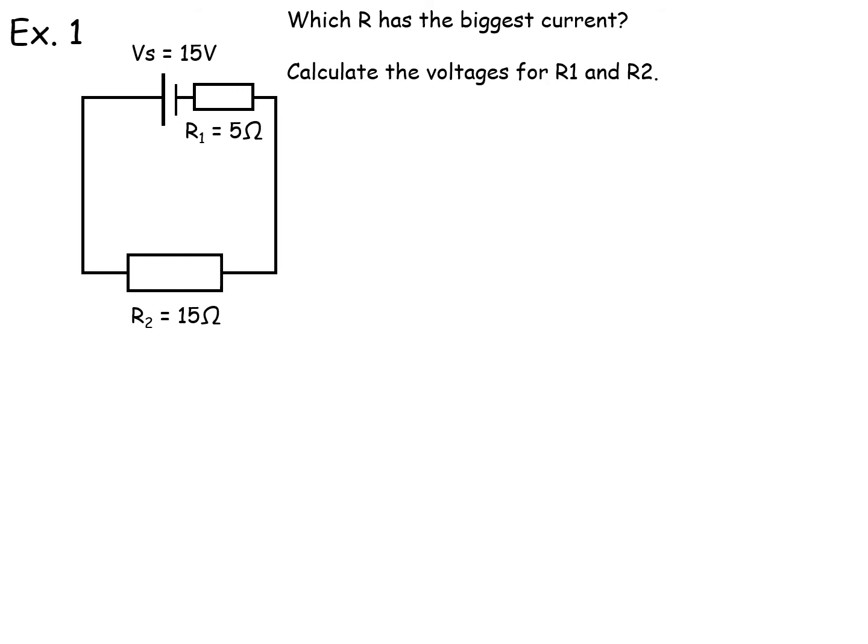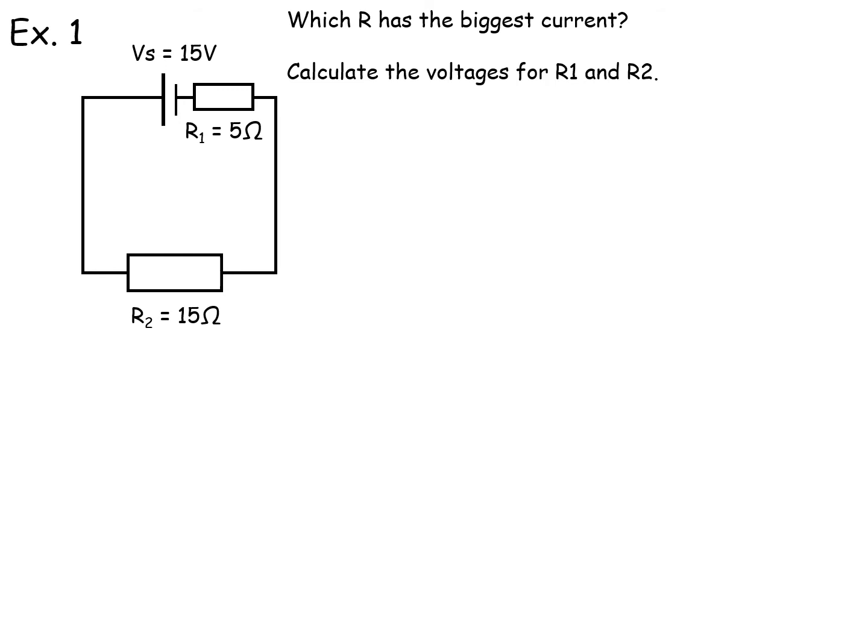Okay, hopefully you got the answer is that the current's the same for both resistors, because what's the rule for current in series? It's constant. Okay, so it's a trick question. Both these resistors have the same current going through them. What are the voltages across R1 and R2? Well, there's lots of ways we can do this.